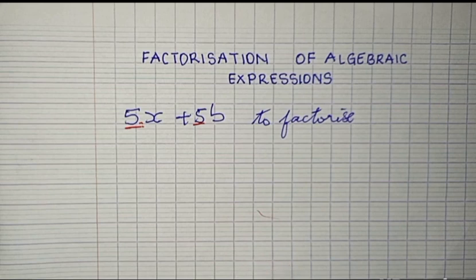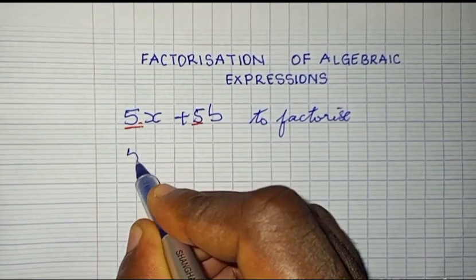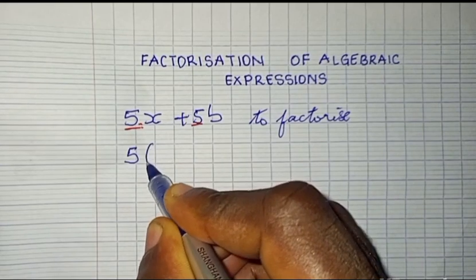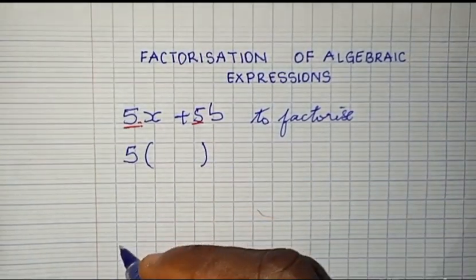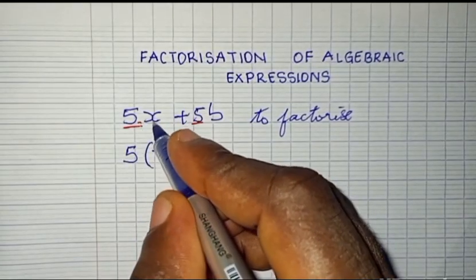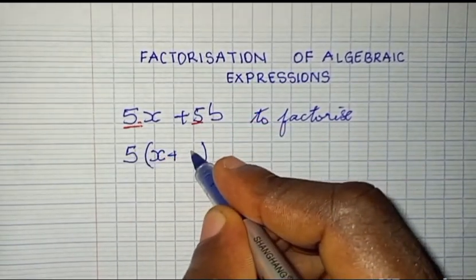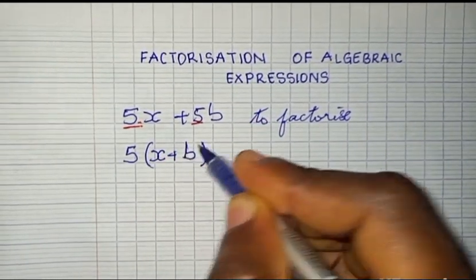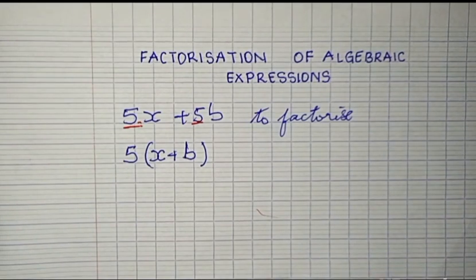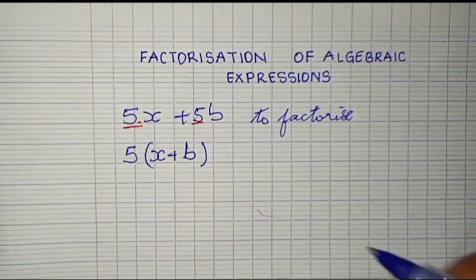So what do we do? We place the common factor outside a bracket that we create, and then 5x divided by 5, I have x, and then 5b divided by 5, I have b. So I have finished factorizing my expression. So 5x plus 5b, the factorized form is 5 into bracket x plus b.